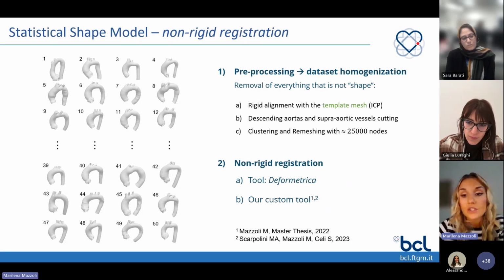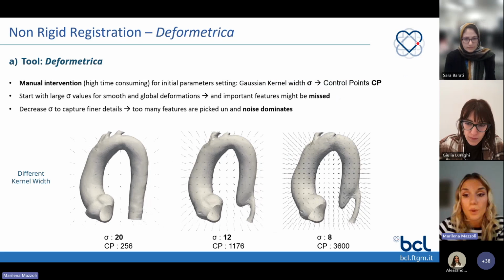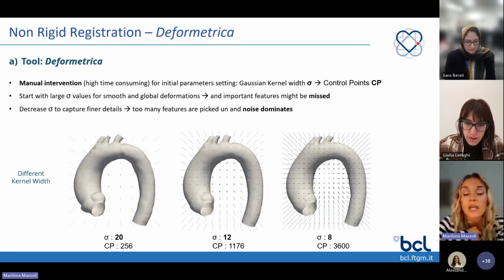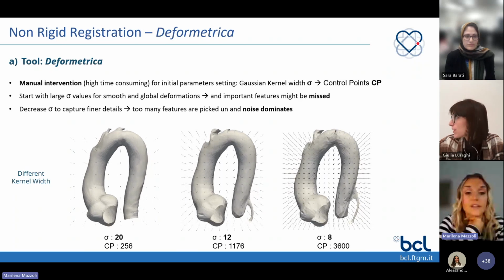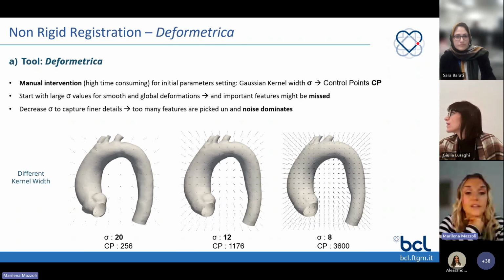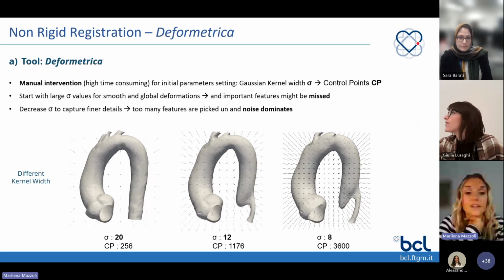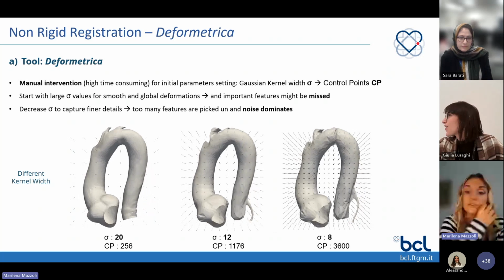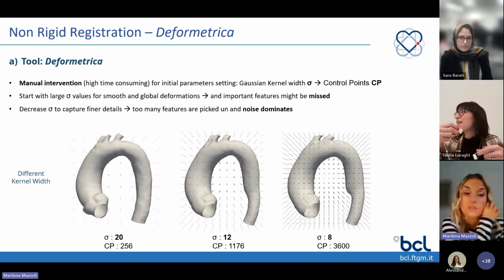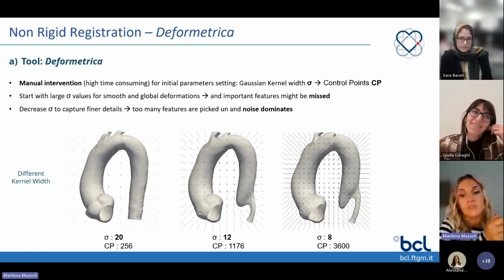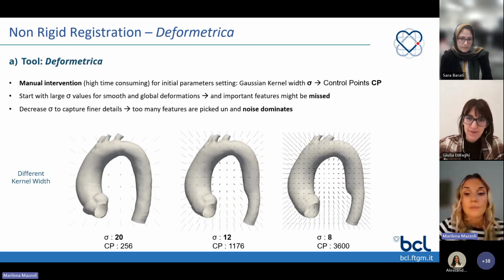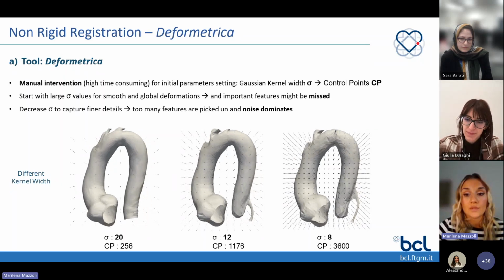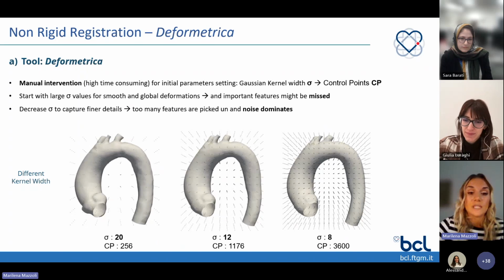Deformetrica uses a set of control points to guide the registration. The initial position of the control points depends on the kernel width value sigma. Deformetrica initializes the control points to fill a box containing the source mesh, so that the spacing between the control points is equal to the kernel width. As a result, the number of control points increases rapidly as the kernel width decreases.